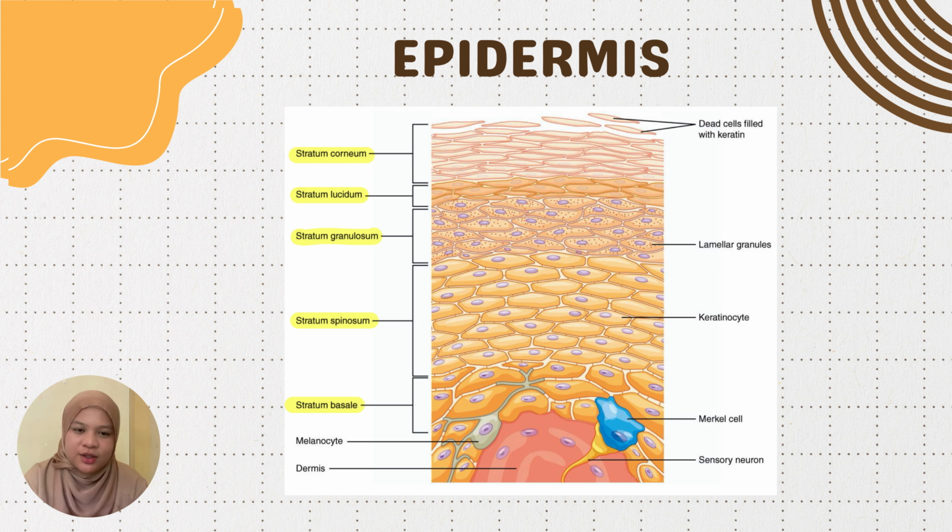The last layer of the epidermis is the stratum corneum. It is the most superficial layer in the epidermis. It is flattened, consisting of dead cells filled with soft keratin filaments. These keratinized cells are continuously shed and replaced by new cells.